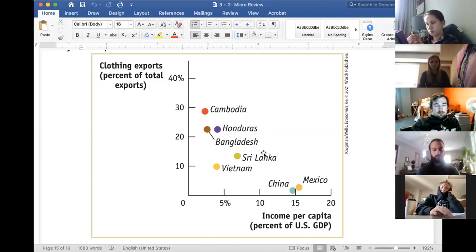The interesting thing is, if you had a similar graph of this 40 years ago, who would be the countries, anybody have any idea who were the countries 40 or 50 years ago that specialized the most in exporting clothing?